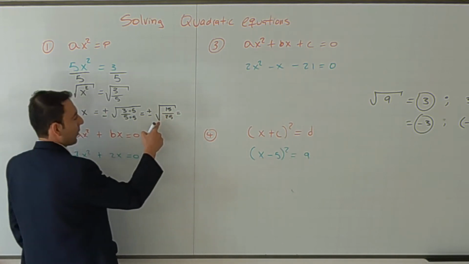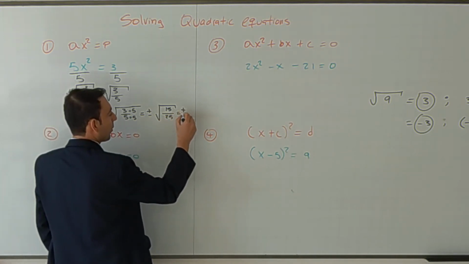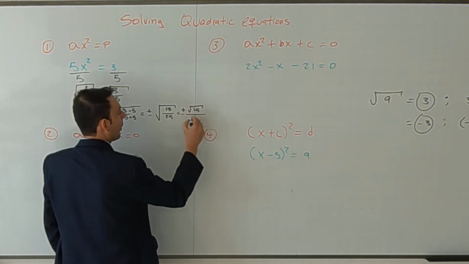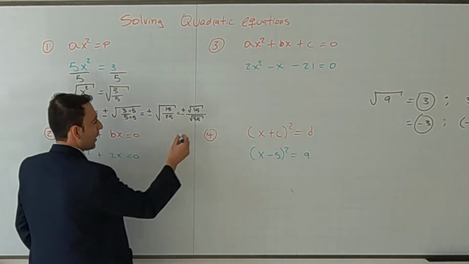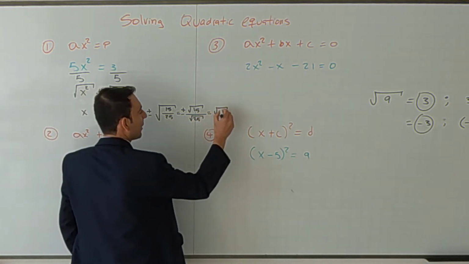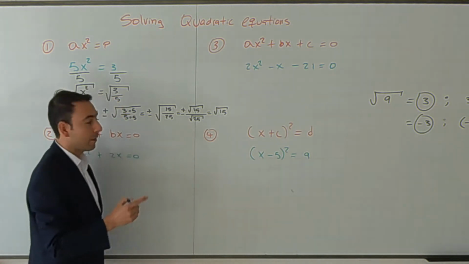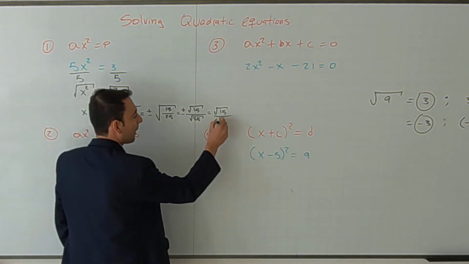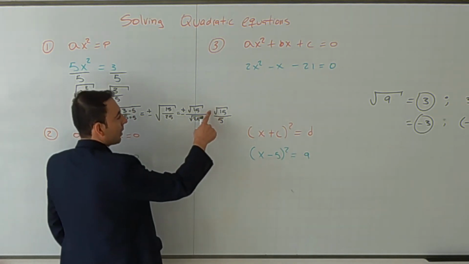Now, when we separate the square roots, plus and minus square root of 15 over square root of 25. Obviously, you can see that the square root of 15 is not exact, so we can keep the square root, but the square root of 25 is 5. Okay? Then this is going to be our solution.